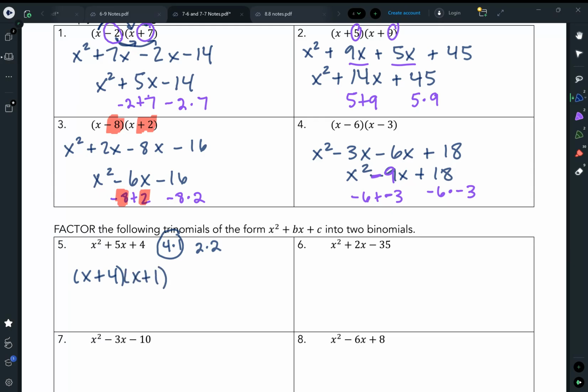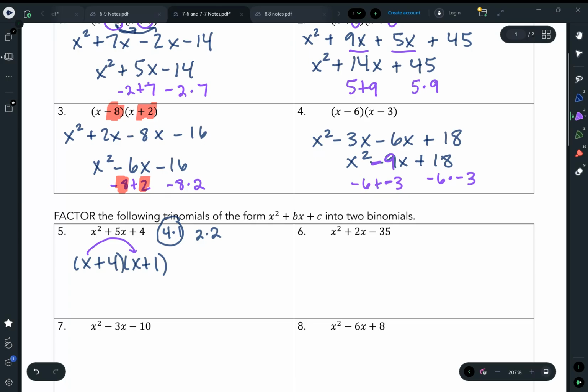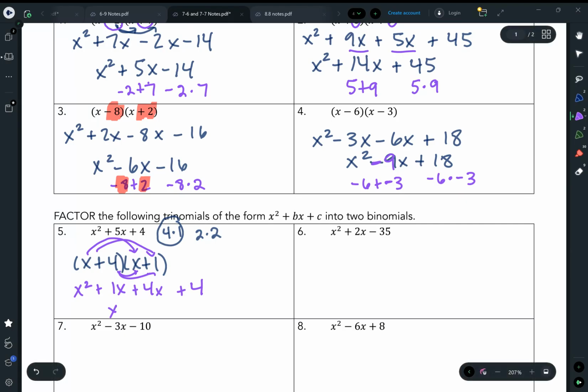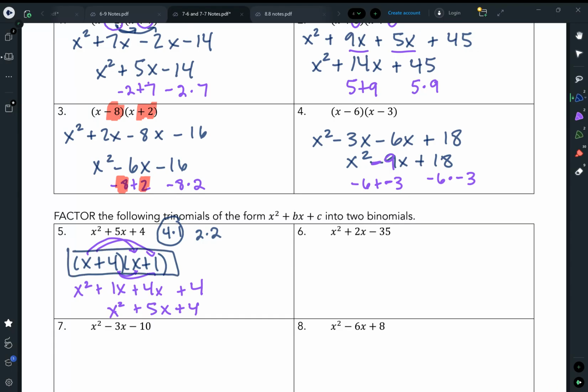Then we could go through and double check it to make sure it works. If I multiply this out, I would have an x squared plus a 1x plus a 4x plus a 4. So that's going to be x squared plus 5x plus 4, which is back to what I started with. So I know I've factored it correctly. My answer is x plus 4 times x plus 1. I'm not going to multiply them all back, but I think it's good for you to see that.